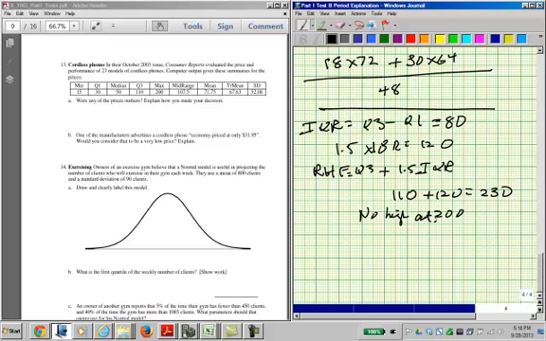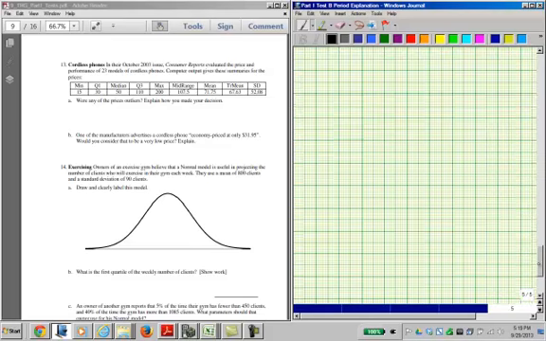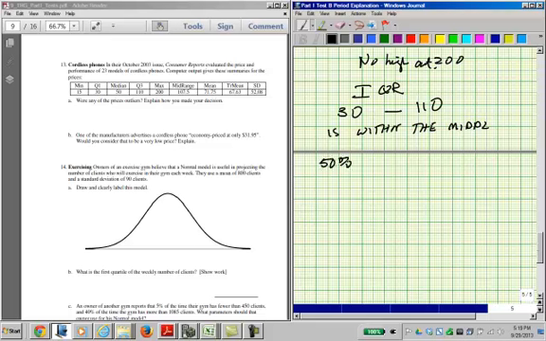Now, one of the manufacturers advertises a cordless phone that is only $31.95, which gets to be a lower price. Well, $31.95, the IQR goes from 30 to 110, and 31.95 is within the middle 50%, not unusual.